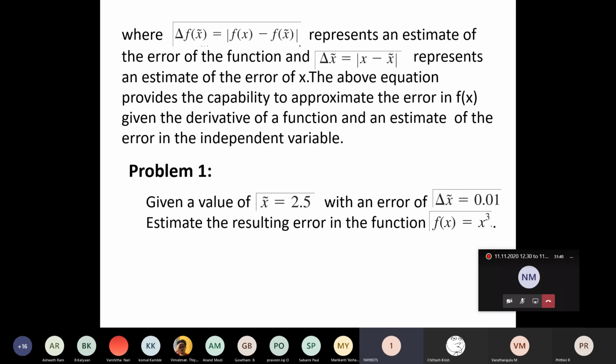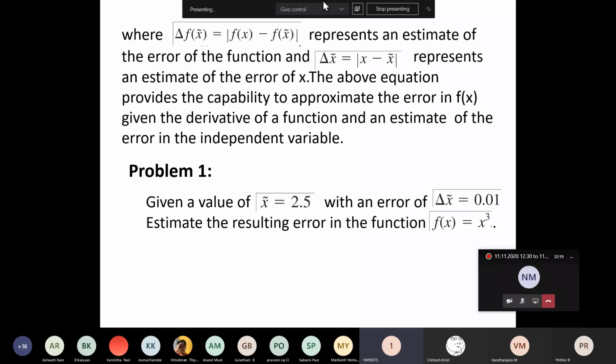And what I said is given in this slide again, where delta f of x bar represents the approximation of the function, and delta x bar represents the approximation of x itself. So by simply using the above formula, we can calculate the error propagating through the function. The problems are very simple in this error propagation. Let us see an example problem.